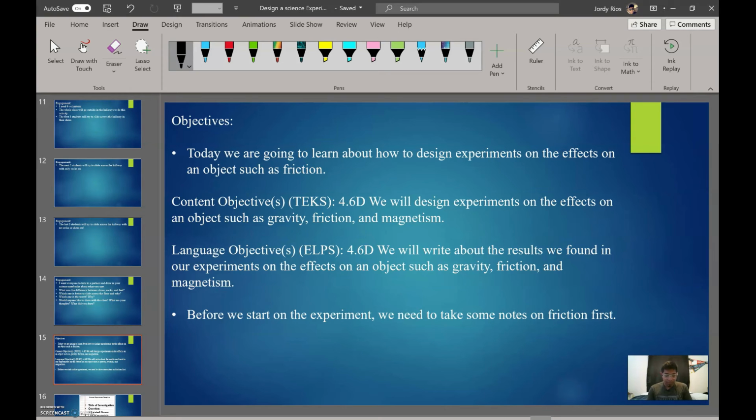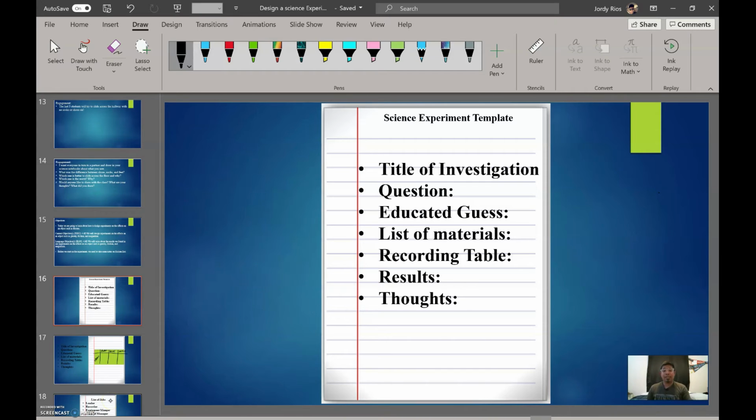So once we're done with that, we're gonna go back to the science experiment template. Okay? So remember, you need a title of the investigation. So we can call this friction or no friction, or whatever title you like.